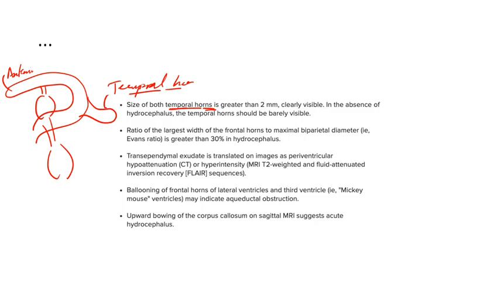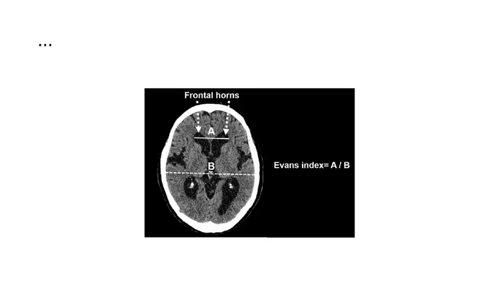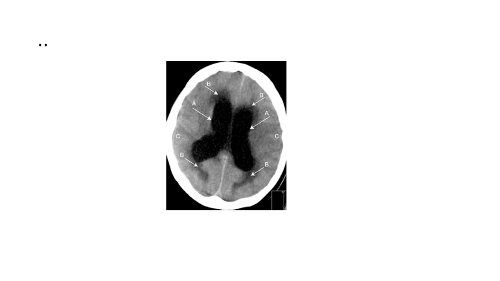Another thing that we normally do is what we call the Evans index. The Evans index is simply the ratio of the maximum width of the frontal horns, as you're seeing them lined here, divided by the maximal internal diameter of the skull, at the same level in the axial CT. If you take this over this, and it's greater than 0.3, then you have hydrocephalus.